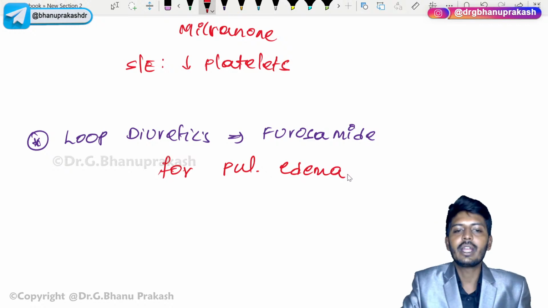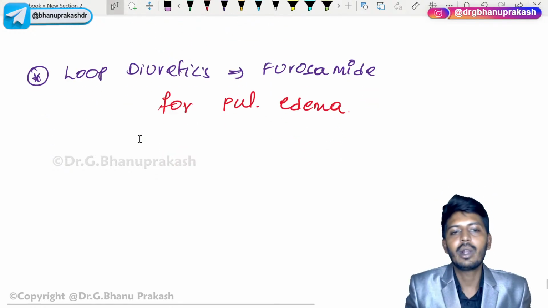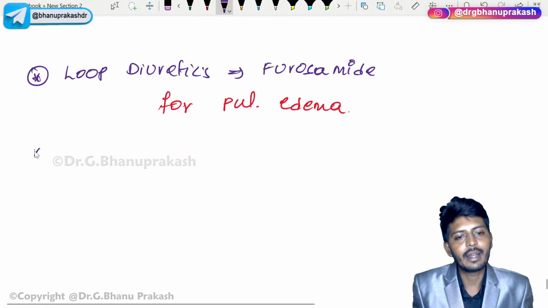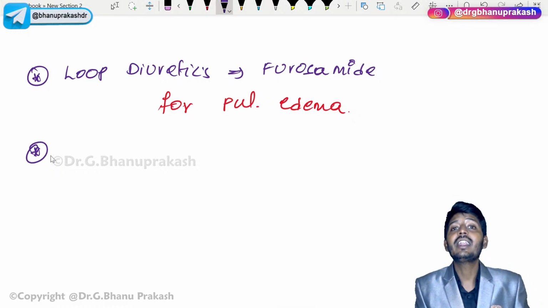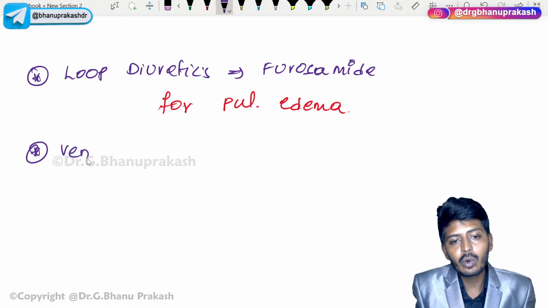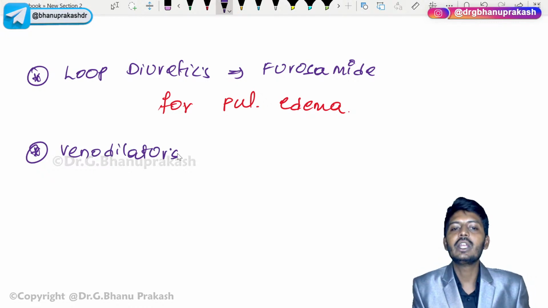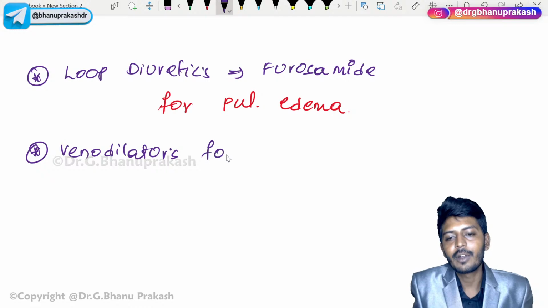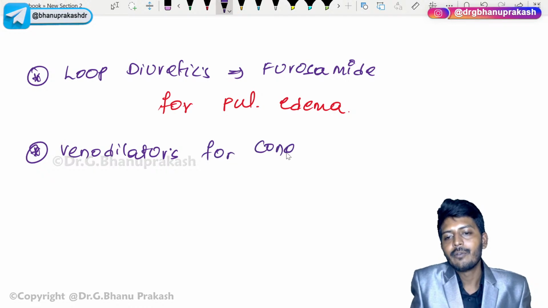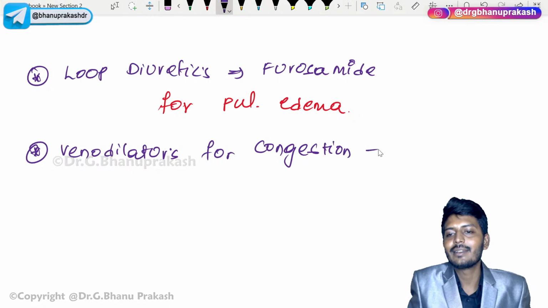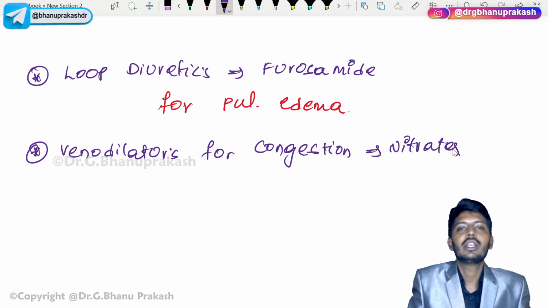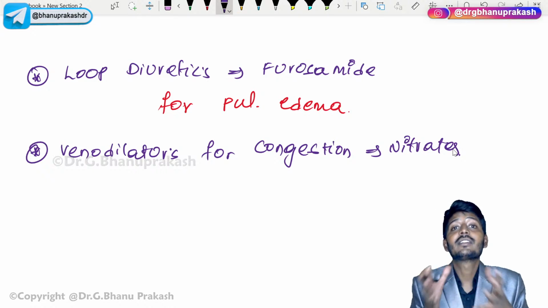And we can also use one more important aspect. Yes, we can consider arterial dilators and venodilators. Venodilators are widely used for the treatment of congestion. Which drugs are considered? Yes, nitrates are used. So nitrates cause venodilation.